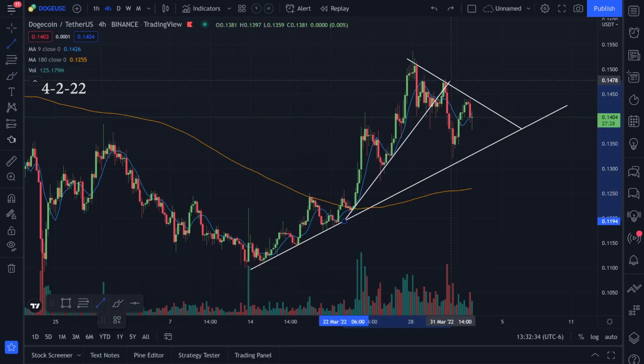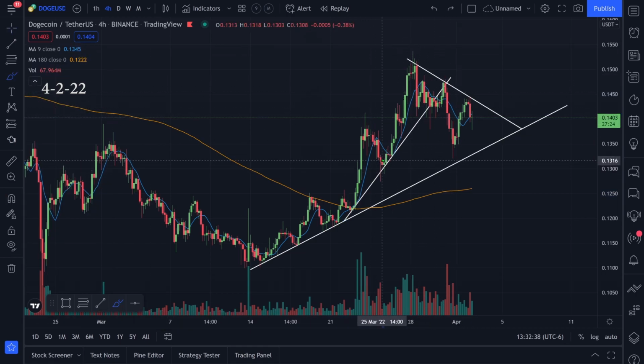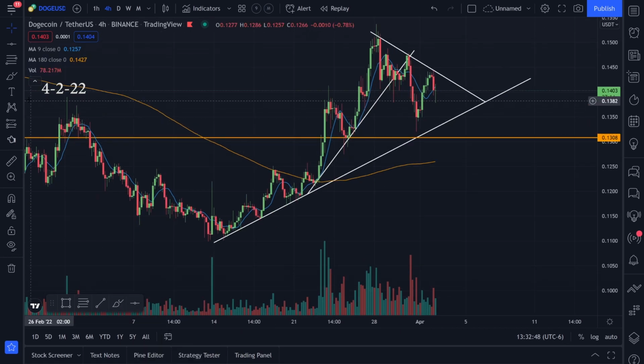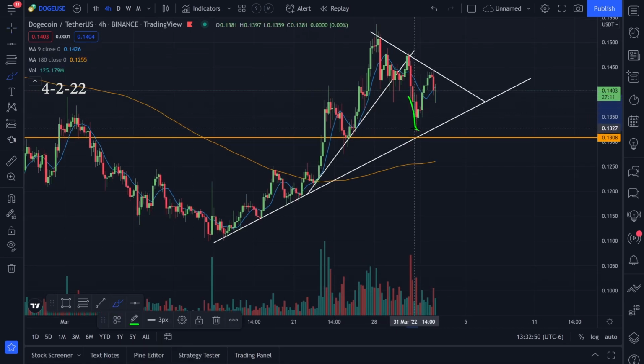Once we broke this trend line going to the downside, I started looking at this previous support down here sitting at .131. So I still have a limit order set at .131. We came down. Let's go ahead and change this to orange real quick. We came down and got really close to it. I didn't get my limit order filled, but we got a bounce right there. It did kind of come down to that level.